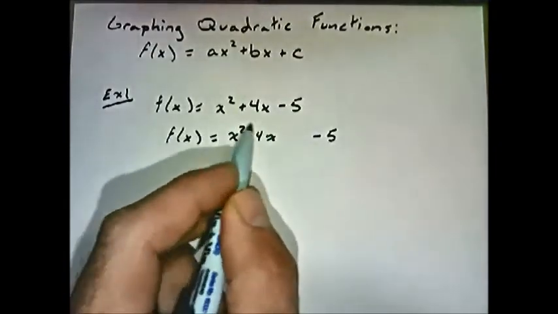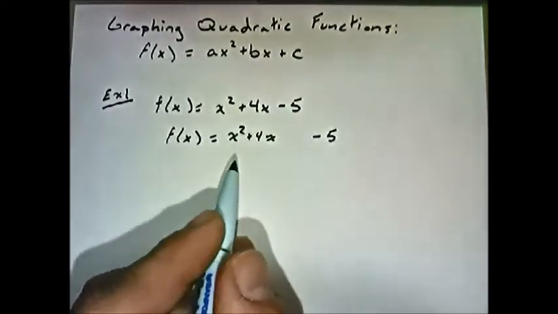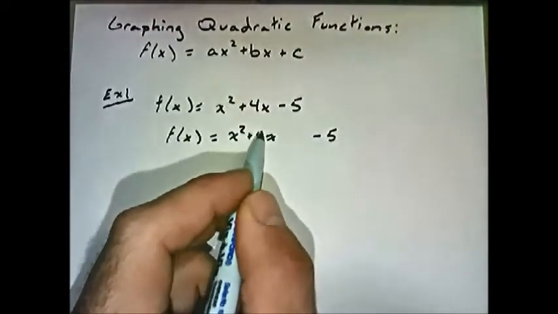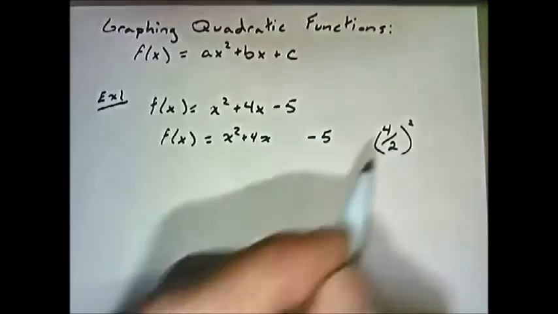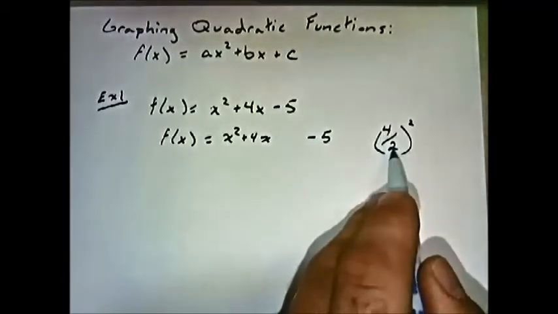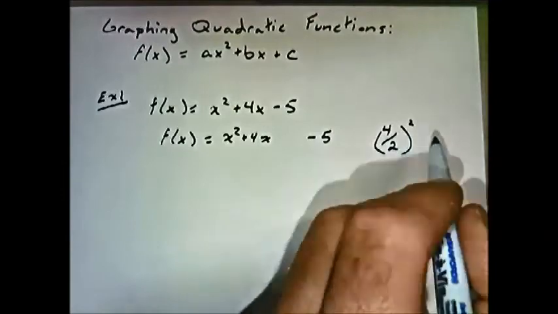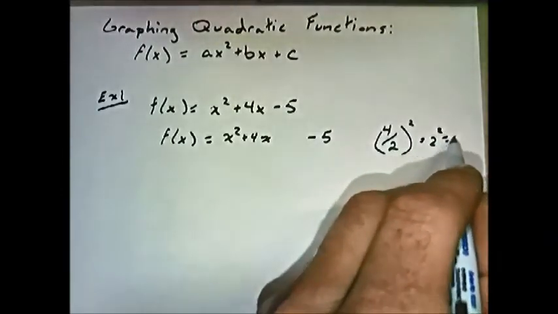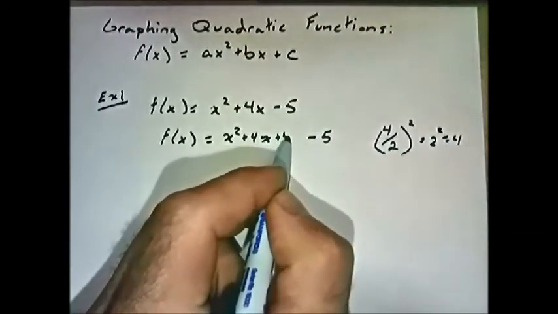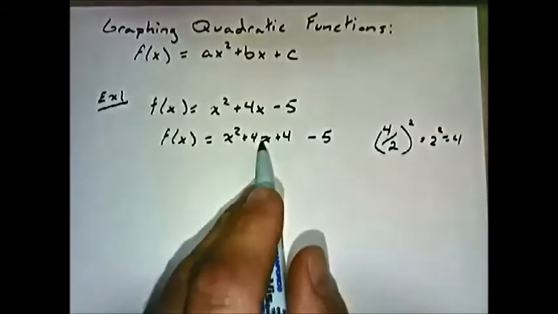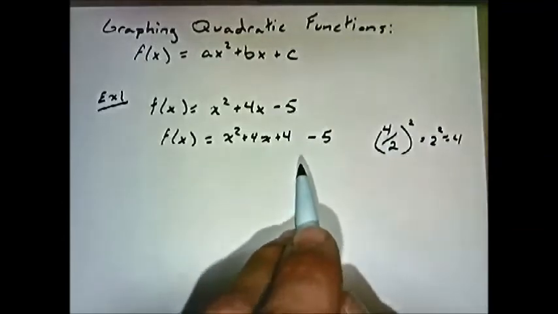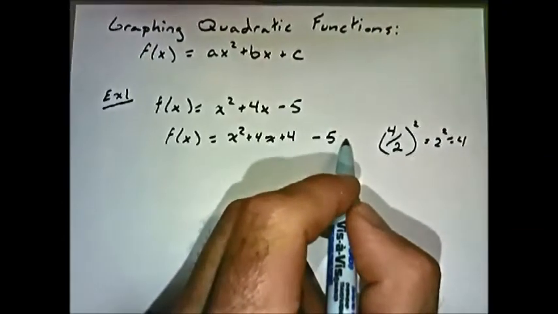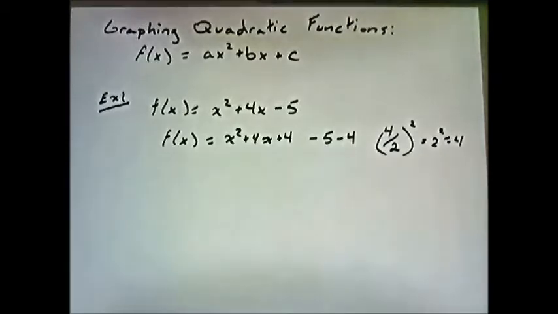Now we're going to complete the square with just the x squared plus 4x. Remembering, we're going to take the linear coefficient, 4, divide it by 2, and then square it. So 4 divided by 2 gives us 2, squared gives us 4. So we're going to add 4 between the linear and that constant. In order to combat that positive 4 that we've added to our equation, we're also going to subtract from the end that 4.